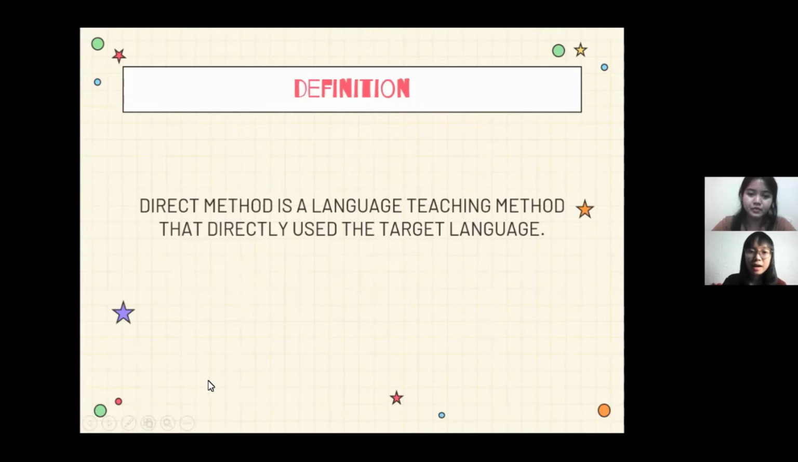Okay, basically, direct method is a language teaching method that directly use the target language. So this method has aims to direct students to communicate using the target language they are learning, starting from the beginning level of the learning. In this method, students are not allowed to use their mother tongue. So this method also called by natural method because it was developed by Belwitz around the 19th century in Germany and France.